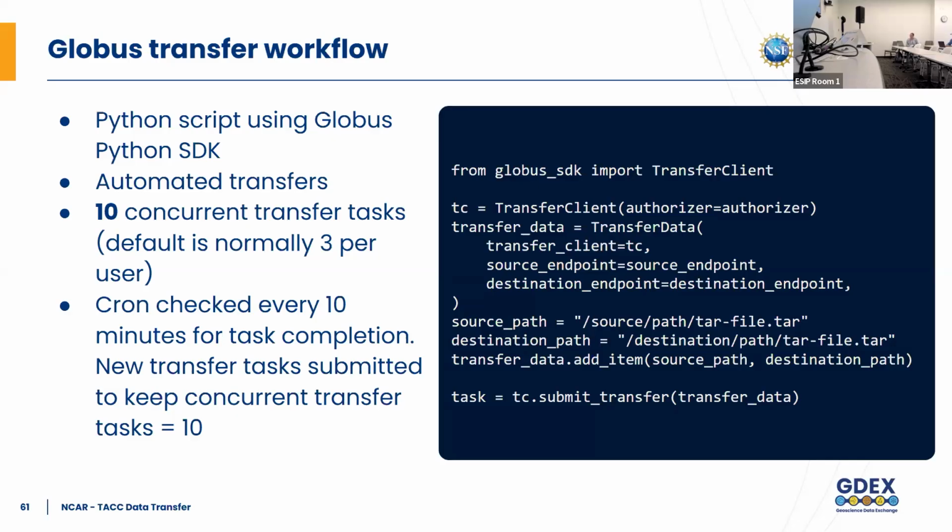We had a cron job running, checking every 10 minutes for any Globus tasks that completed. It was making sure that we always had 10 concurrent transfer tasks running at any one time. It would also check our staging directory for new tar files that needed to be written. And if it needed to submit a new transfer task, then it would grab one of those new tar files and submit a transfer for that tar file.